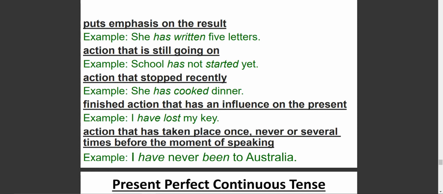انتهاء. الحدث الذي لديه تأثير في present في الحاضر. Example: I have lost my key. Action that has taken place once, never, or several times before the moment of speaking. I have never been to Australia. Right? Hear this very well.